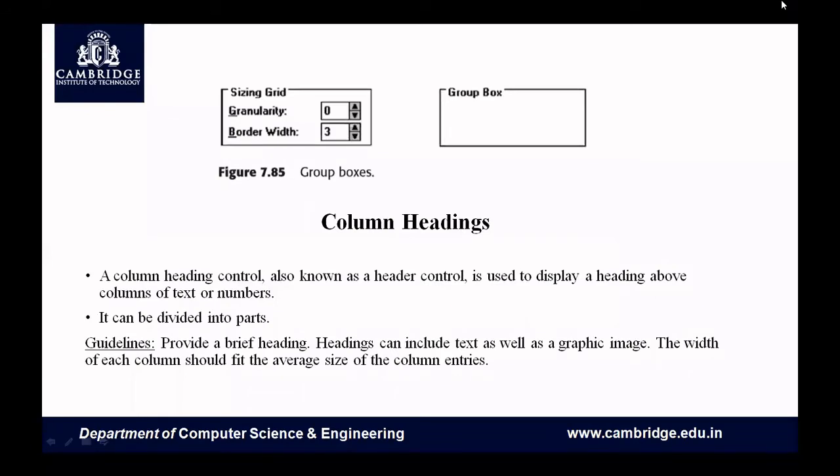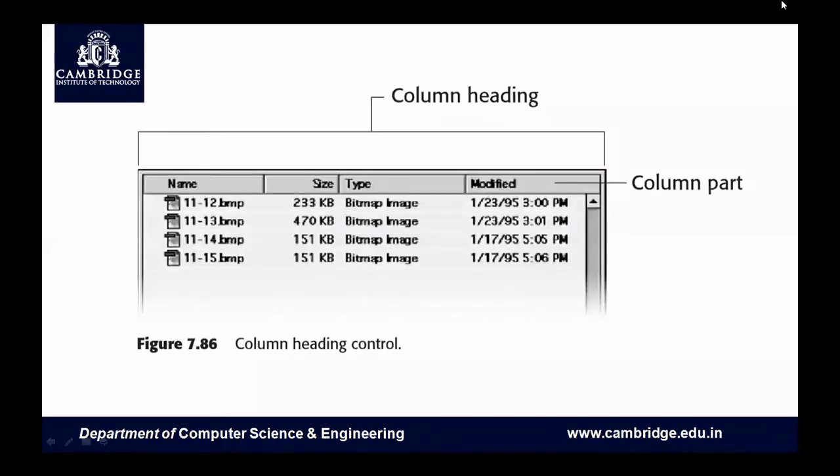Now the guideline is you have to provide a proper heading because that heading is the main control for the table. So it is very important for you to provide a proper heading. It can include text or graphic images, but it should be very proper. The most important guideline is the width of each column should fit the average size of column entries. The width should be equal or a little more than the text there. You can see size and name. The name column is a little bigger because the file names' line length is more.